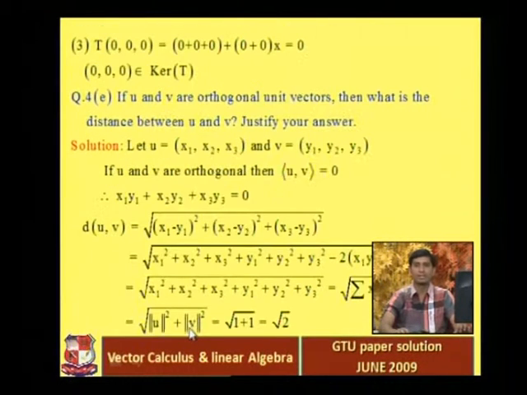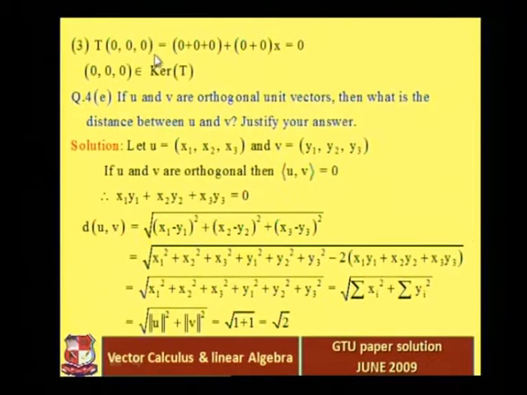The third vector, T of (0, 0, 0), is equal to 0 plus 0 plus 0, that is equal to 0 plus 0 into X, that is equal to 0. So definitely this zero vector of the domain belongs to the kernel of T. So basically the kernel of T is a subset of the domain, right? Because we have already collected all these elements from the domain.